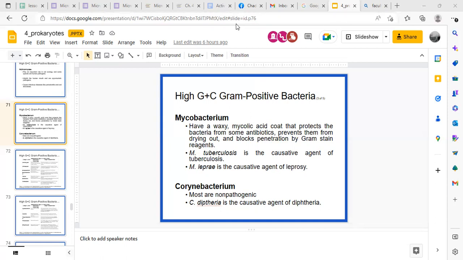We have also Corynebacterium. Most are non-pathogenic, except for a few like C. diphtheriae, which is the causative agent of diphtheria.